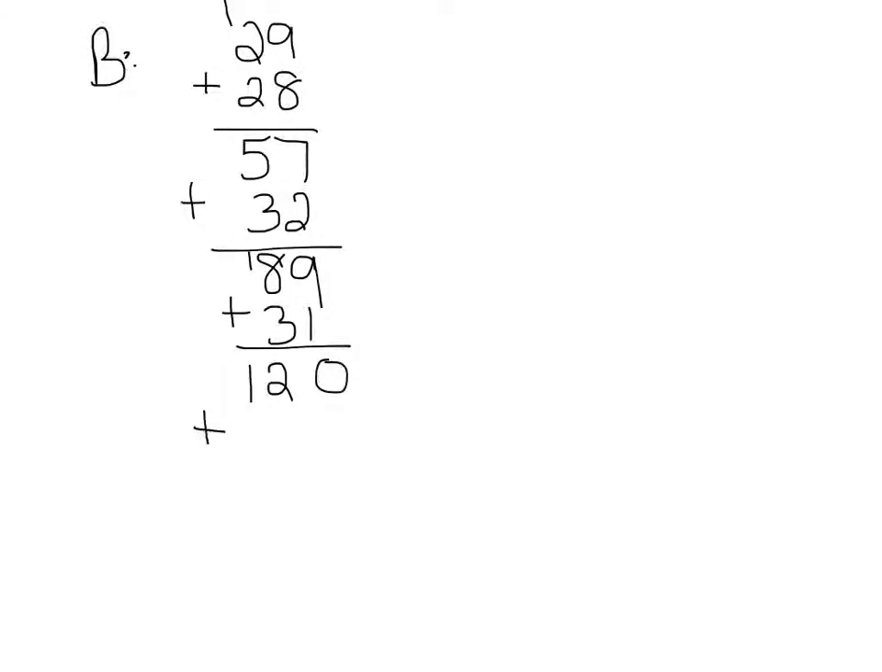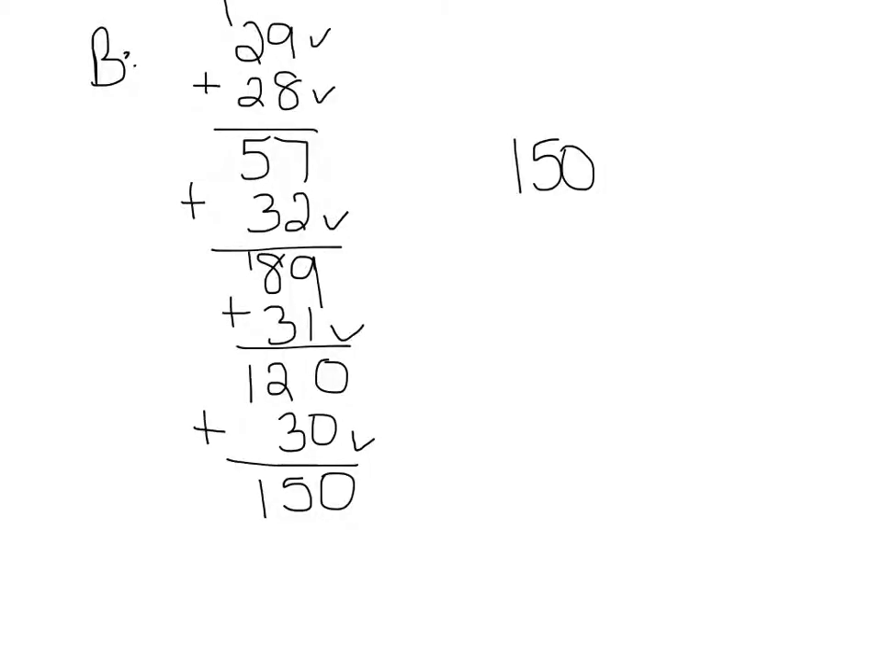And then my last number was 30. So 0 plus 0 is 0. 2 plus 3 is 5. 1 plus nothing is 1. And then again, I had 1, 2, 3, 4, 5 pieces of data. So I'm going to take my total and divide it by 5.